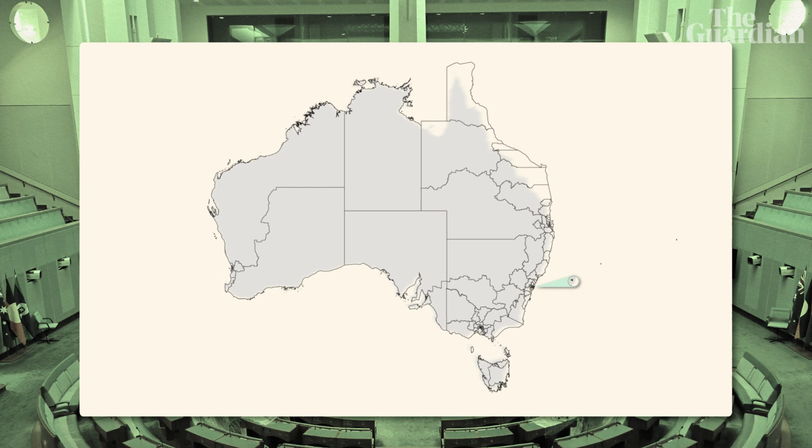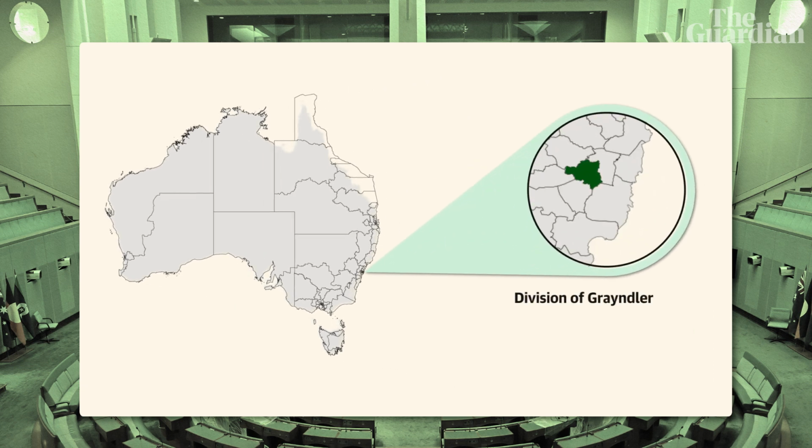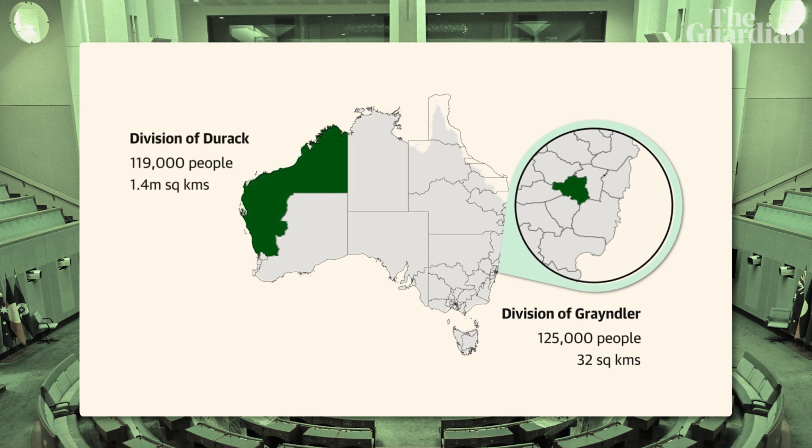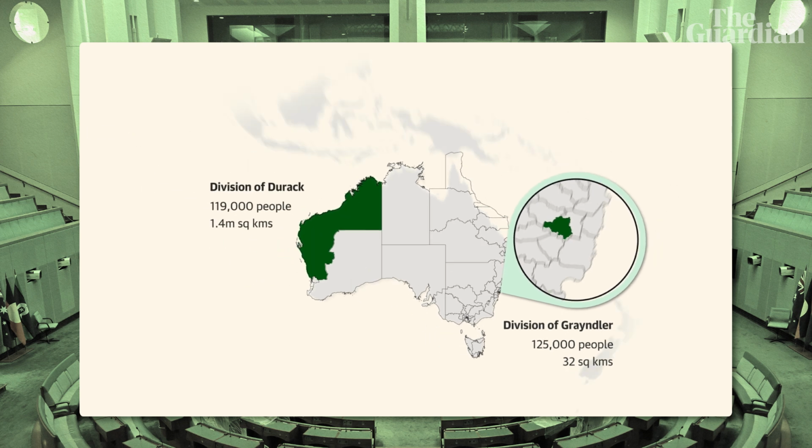One quirk of our voting system is that those electorates are based on population size, not geographical area. So you end up with inner city electorates like Grayndler that only encompass 32 square kilometres, and then outback electorates like Durack, which are 1.4 million square kilometres, nearly as big as Mongolia. This also means highly populated states like Victoria and New South Wales have way more seats in the lower house and thus get way more of a say in legislation than WA or Tasmania.